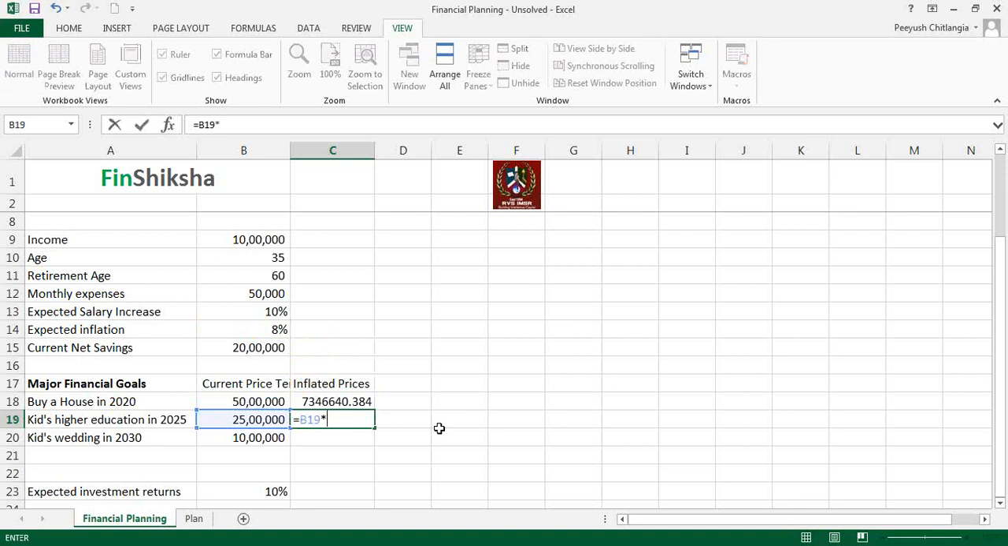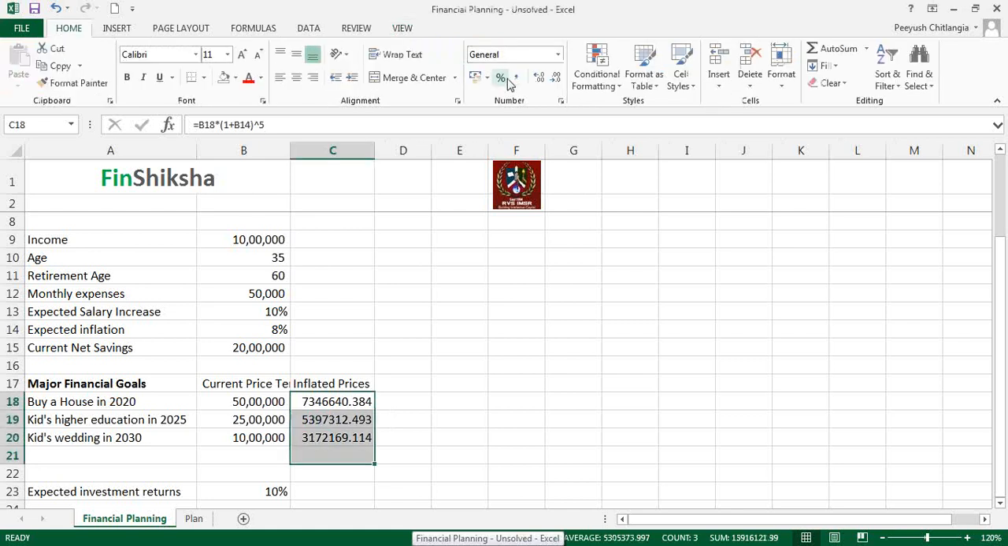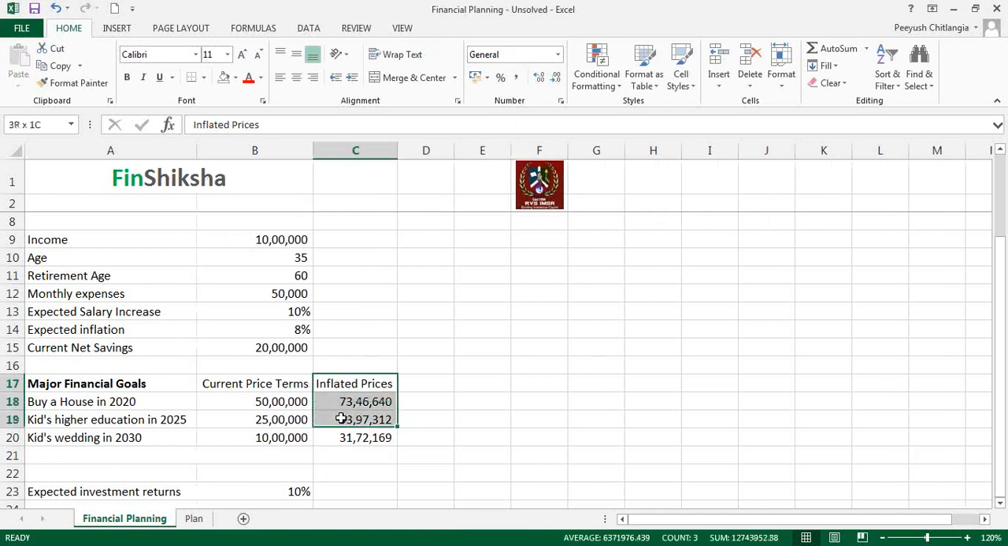This one is 25 lakhs into 1 plus 8% after 10 years, and this is 10 lakhs into 1 plus 8% after 15 years. So that is the actual amount that will be needed over that period when you reach that period, assuming an 8% inflation, right? So that's what is available to us as data points. This is the data in terms of the goals, which will mean an outflow for this person.